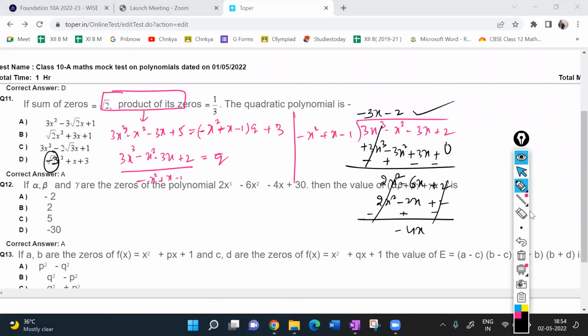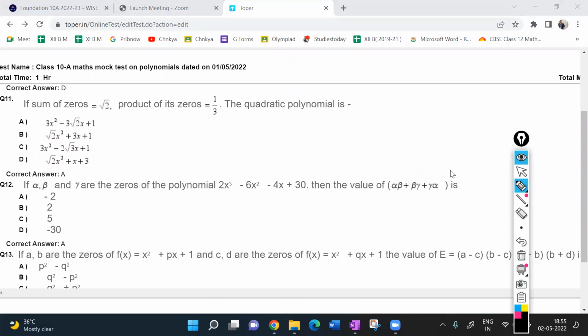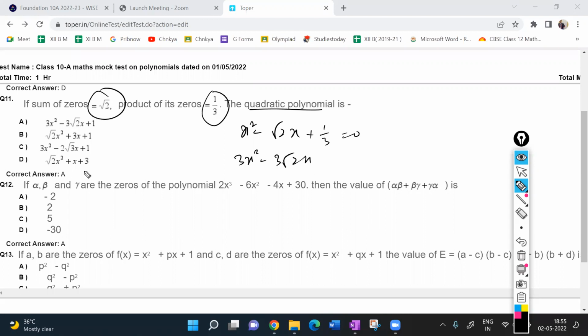So sum of the zeros is what here? Sum of zeros is this, product of zeros is this, and quadratic polynomial is what? Beta, sum of the zeros is what? x square minus root 2x plus 1 by 3, correct, is equal to 0. So 3x square minus 3 root 2x... Option A is correct. Check it.